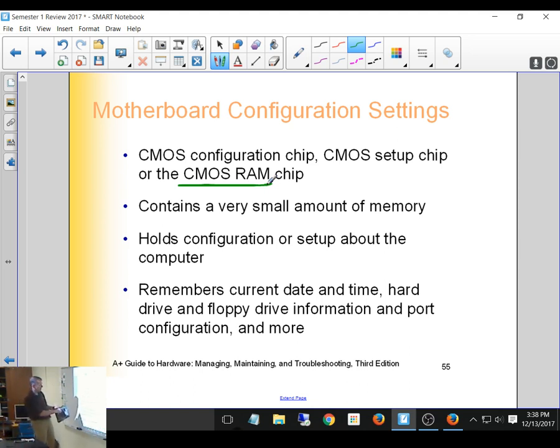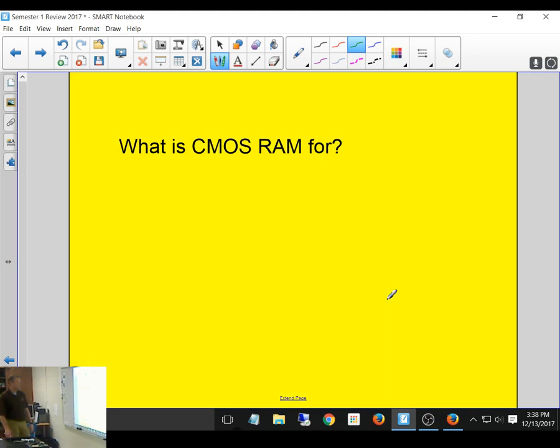If we pull that battery out, we are going to lose the configuration data that's held in RAM. That's the only thing that battery is there for, is to hold that. So it's a very small amount of memory. It holds our configuration setup information that we put in there, including the current date and time, all the hard drive, floppy drive information, port configuration, and most importantly, where to look for the operating system when the computer starts. Okay.